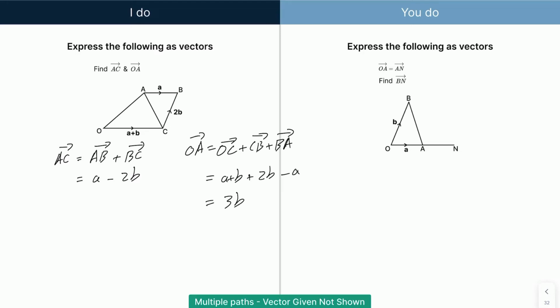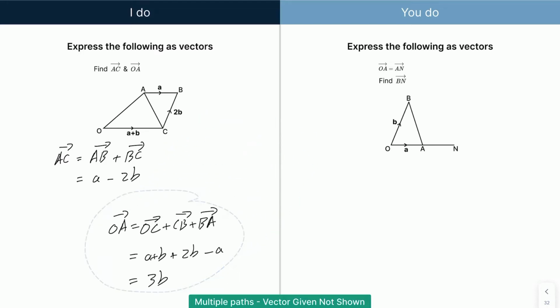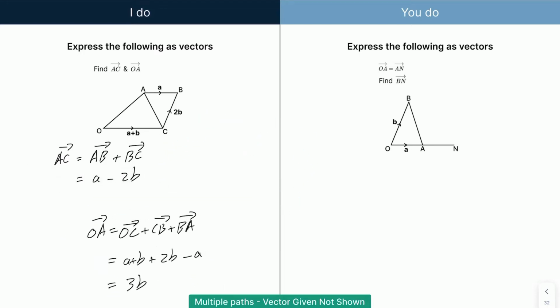So on the right hand side then, we have that question. Hopefully you've pressed pause now to go. So O to N is equal to A to N. These are both equal to each other, so that must be A as well. And then it says find B to N. So B to N, that way. So B to N is B to O plus O to A plus A to N, and that is negative B plus 2A.